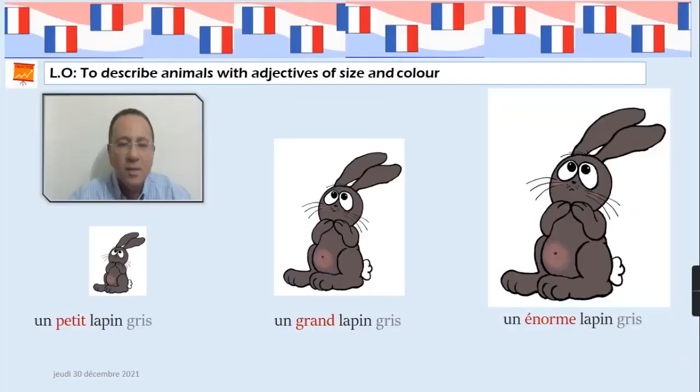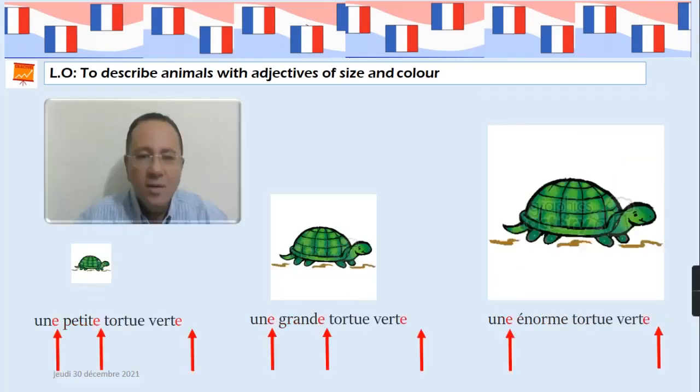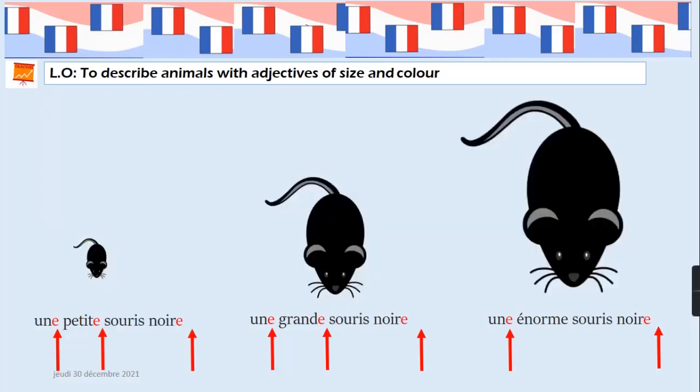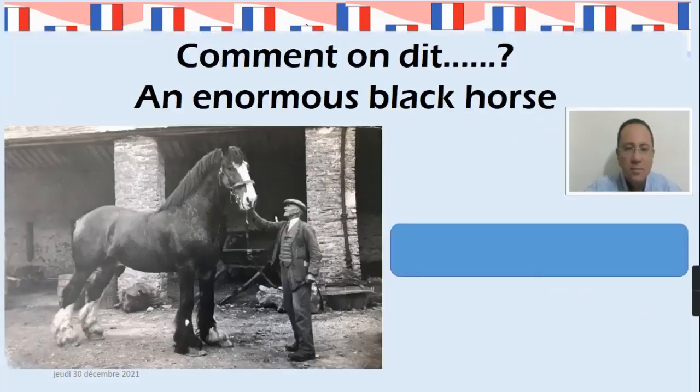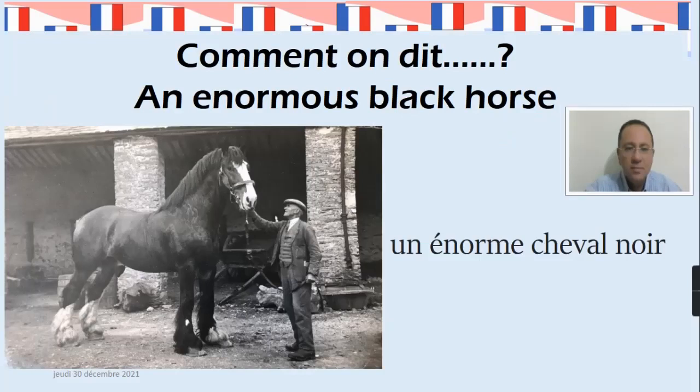Look at the pictures here and the sentences and try to find out where we put the color and where we put the size. Of course, the color comes always after the name of the animal and the size must always come first. If the animal is feminine, remember to add an E at the end of the color and also an E at the end of the size, like the example here. Can you say this in French?